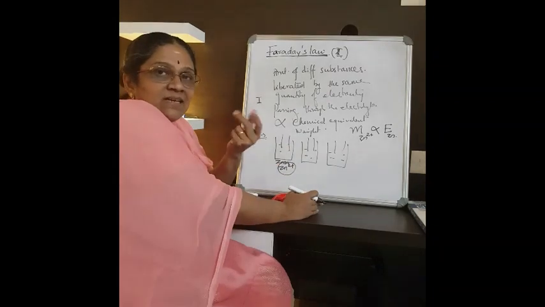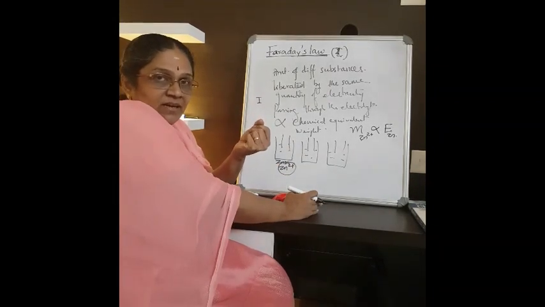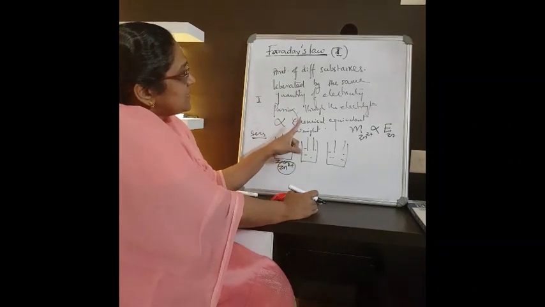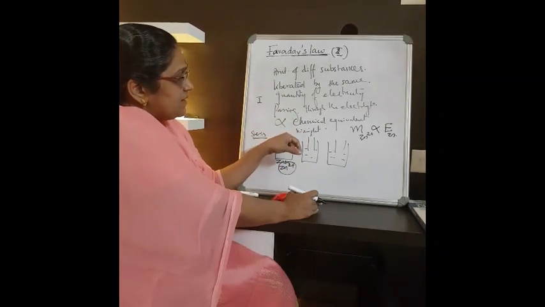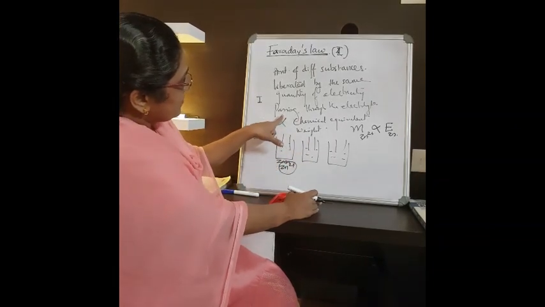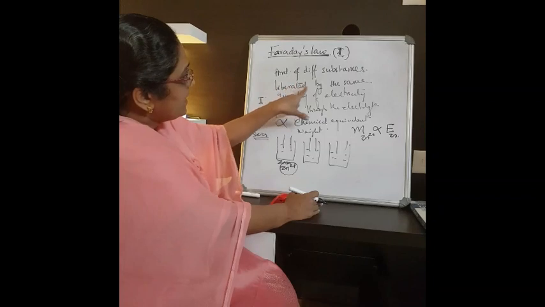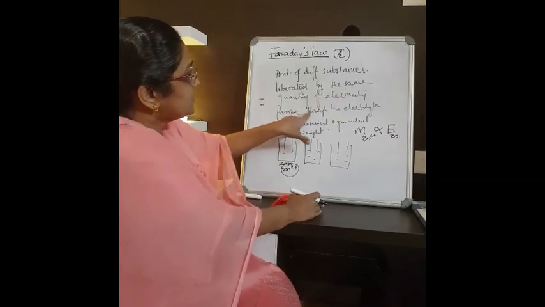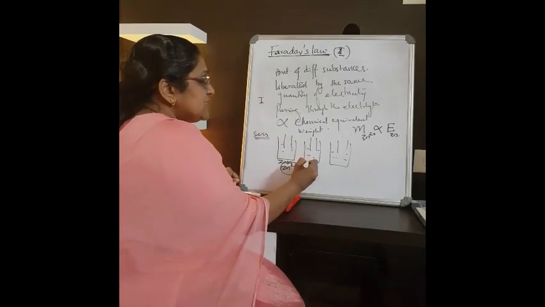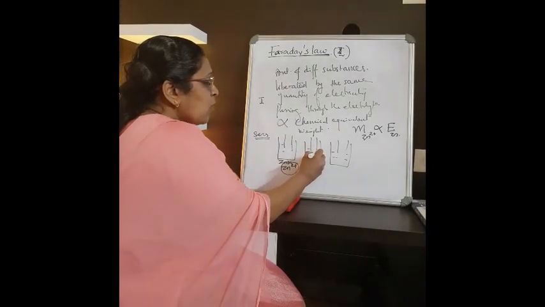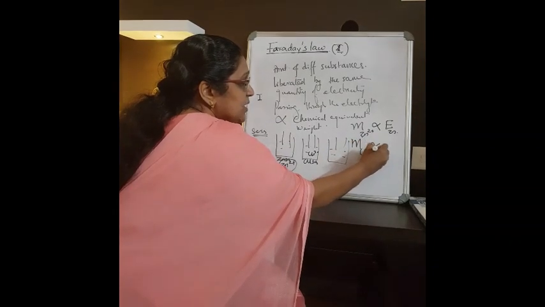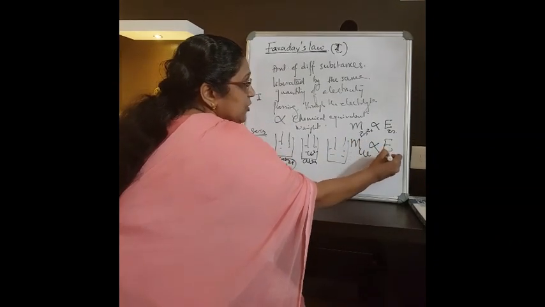If it is a gas, then it is the pressure you are taking. Okay, this is in the case of solution, where you are taking the amount of substance liberated. Now, in the gas, we will take partial pressure. Okay, so the amount of substance liberated by the same quantity of electricity passing through the electrolyte is directly proportional to the chemical equivalent. For example, here it is copper sulfate and copper is getting deposited. I can write the mass of copper deposited is proportional to the electrochemical equivalent of copper.